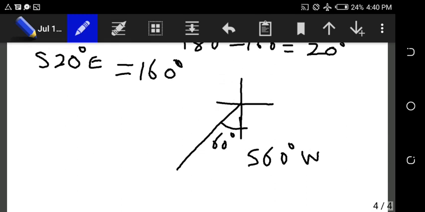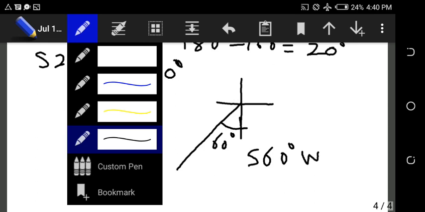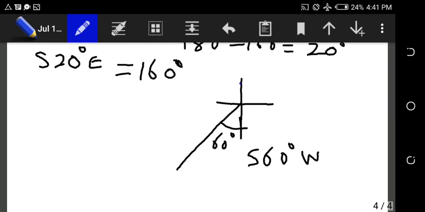Remember that the true bearing will always start a reference from the north, and you always move in a clockwise direction. So you don't go like this, you always move in a clockwise direction. That's how you move for a true bearing. So in other words, what we are looking for is the value from here all the way to here. But we already have the value of some of the parts. From here to here, we already know the value is 60 degrees. What we are looking for is the value of here to here.